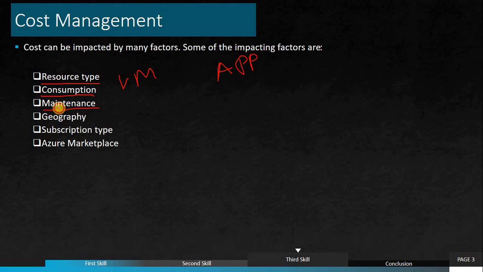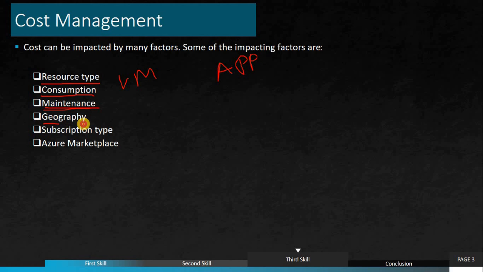Maintenance means how much maintenance this resource requires. This could be a factor if you have enabled some of the maintenance features for a particular virtual machine or particular resource that Microsoft is doing. That may be a deciding factor for your Azure cost.